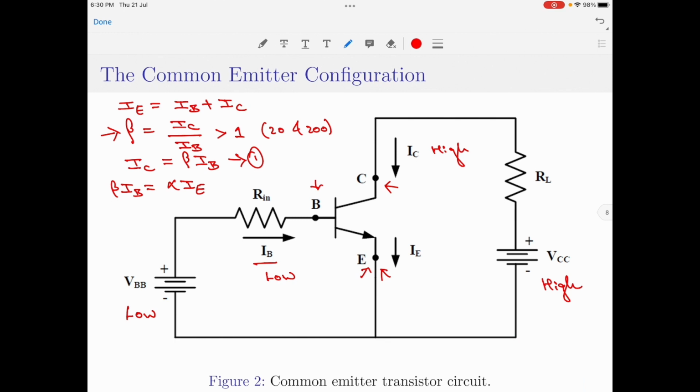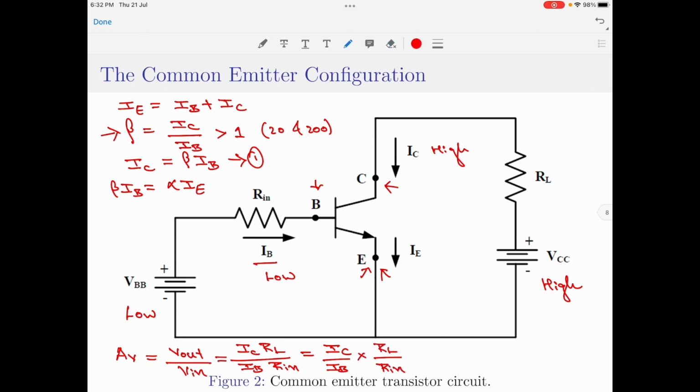So, what about the voltage gain? The voltage gain represented by AV is simply the ratio of the output voltage divided by the input voltage. Output voltage is given as IC multiplied by RL, divided by IB, which is the input current, multiplied by RIN. I can split this as IC divided by IB multiplied by RL divided by RIN.